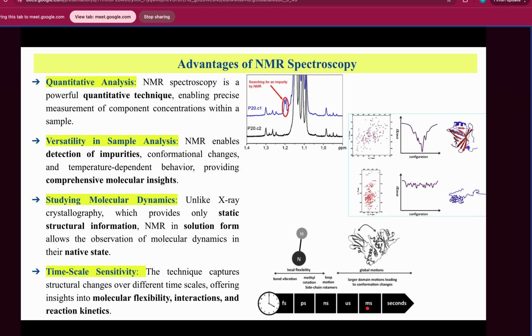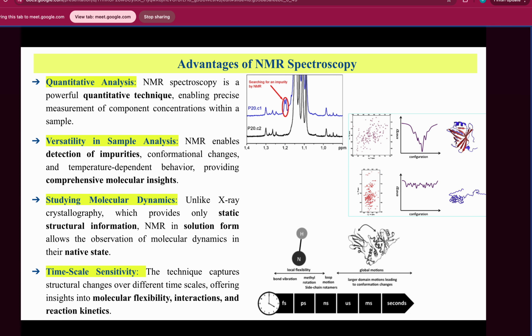As we move towards the left side, we go to smaller time units. Interactions such as bond vibration, methyl rotation, side chain rotamers, or loop motions are very quick motions, so we need to capture them in a very short interval of time. Whereas global motions happen in the time range of seconds and milliseconds. They are larger domain motions. So we can also perform time scale analysis by using NMR.